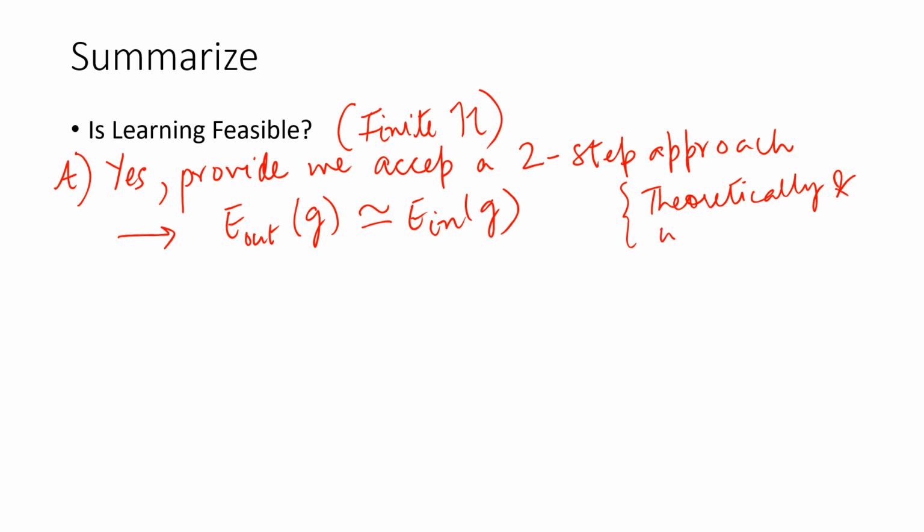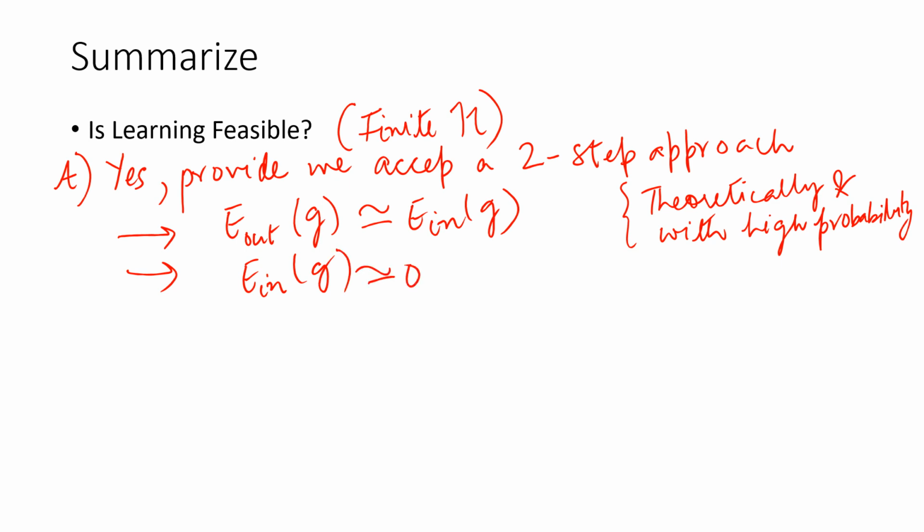We should be able to say that with high probability. We are not 100% sure, but with high probability, if we can establish this, and then provided we have E in almost equal to 0. Now we can verify the second condition by running the learning algorithm and computing E in, which is the in-sample error on g, right?